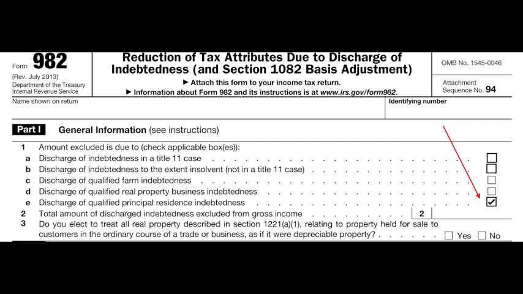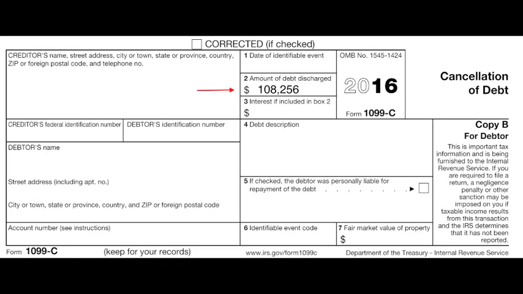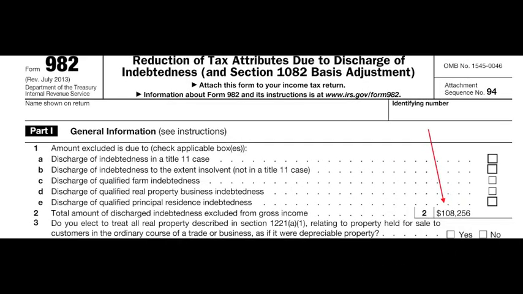Then what you need to do under number 2 on Form 982 is write the amount that you see in box 2 of the 1099-C that you received, for example, here. And you take that number and you put it on line 2 of Form 982, right here. If you received the 1099-C because of one of those two reasons, either bankruptcy, Chapter 11, or foreclosure on your primary residence, that's all you need to do. Just attach the Form 982 to your tax return and you're done.